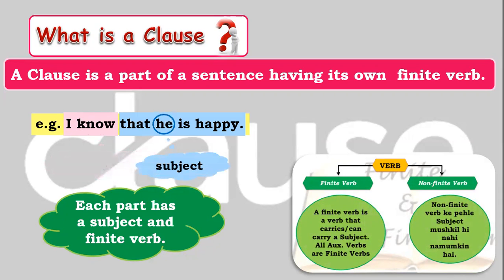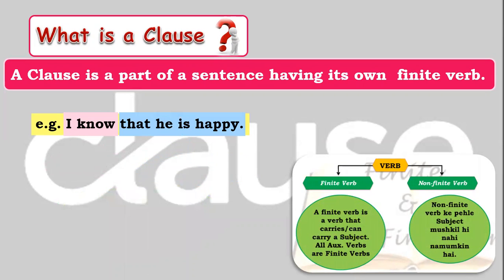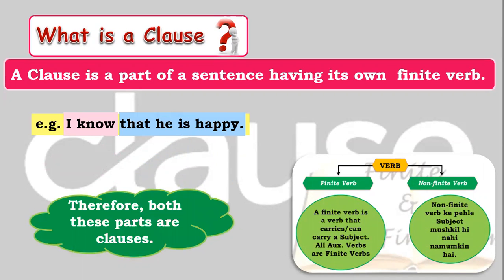The same way, we have another subject and a verb. Here we have he, which is a subject, and the verb which accompanies it is is. So is and know, they both are finite verbs and they both have a subject, that is I and he. Hence, they are known as finite verbs. Right? So, because we have the finite verbs here, we consider them as clauses.